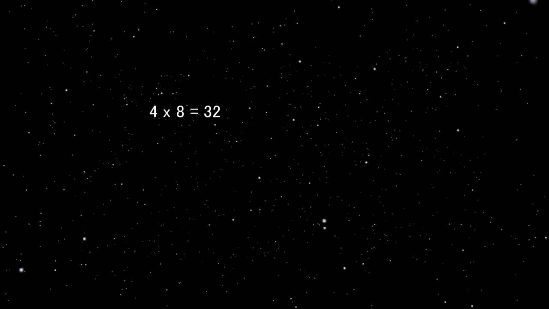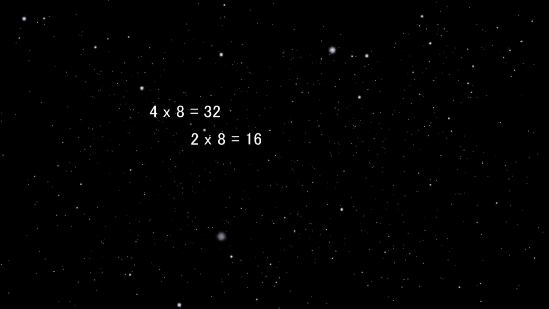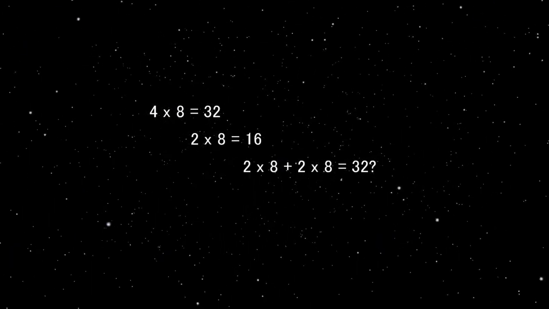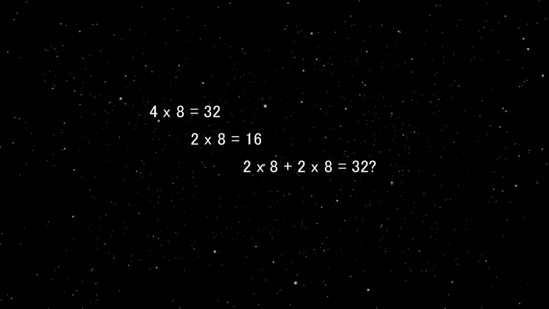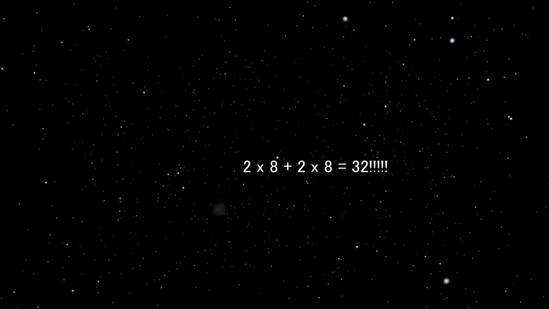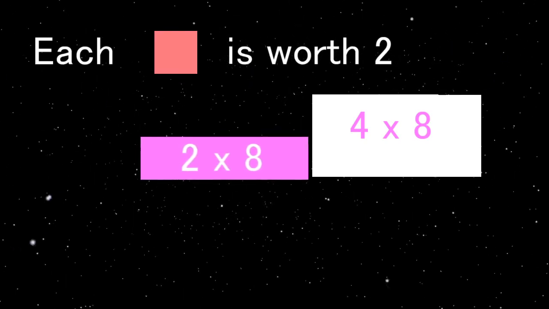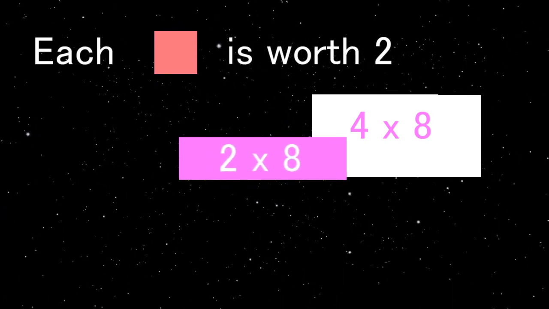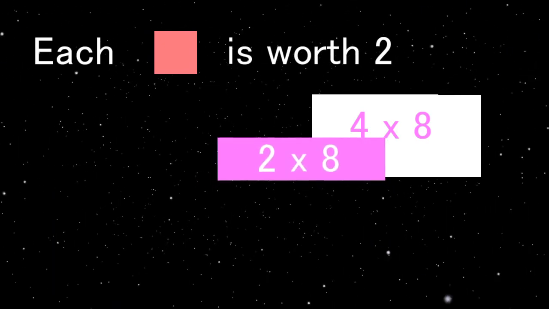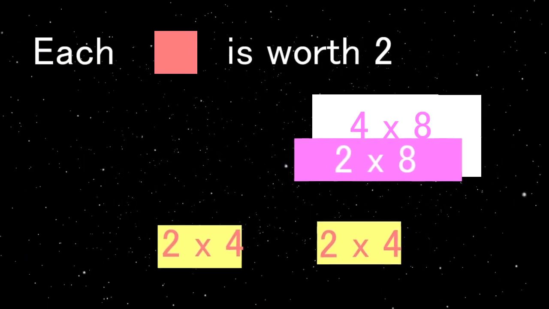Mini problem. If 4 times 8 is 32 and 2 times 8 is 16, is 2 times 8 plus 2 times 8 also 32? They are. If you think about the numbers in terms of space inside of a rectangle, 2 times 8 takes up half the space inside 4 times 8. You could fit many other rectangles into that space too, like another pair of 2 times 4.